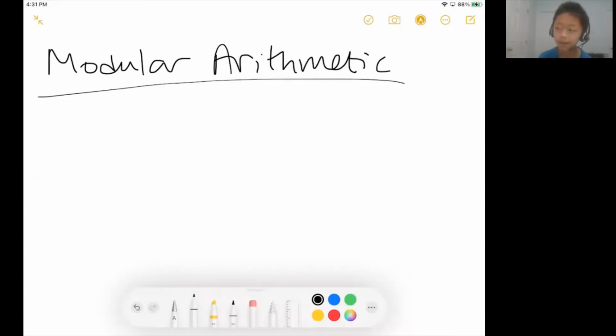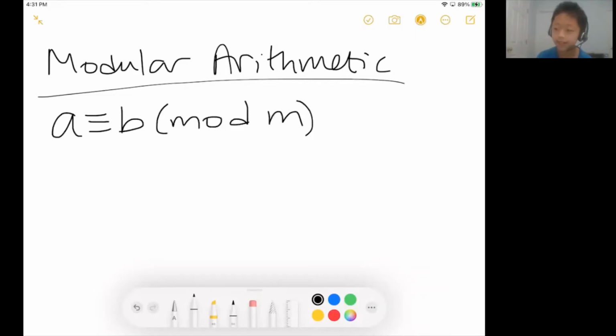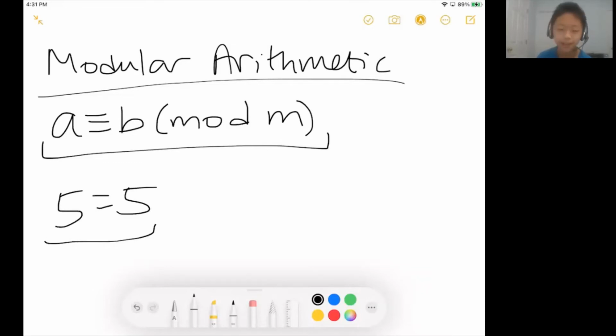So basically, modular arithmetic can allow us to relate numbers that have the same remainder when divided by another number. So the general equation in modular arithmetic is if I write something like A is congruent to B mod M. You can think about this as similar to a normal mathematical equation, right? Normally we could say something like 5 is equal to 5. This is a normal math equation without any modular arithmetic.